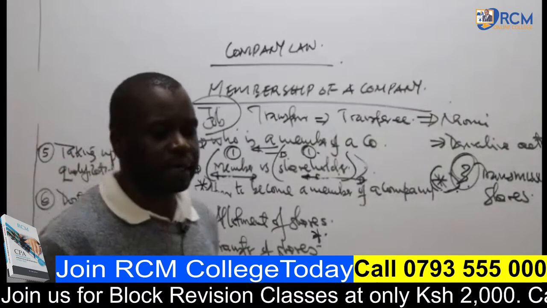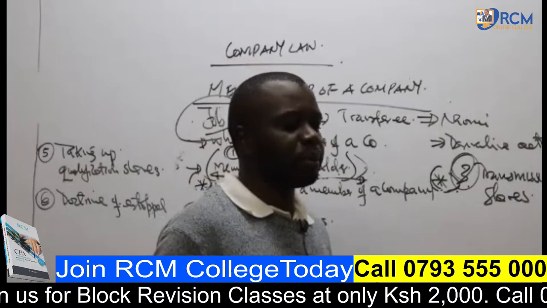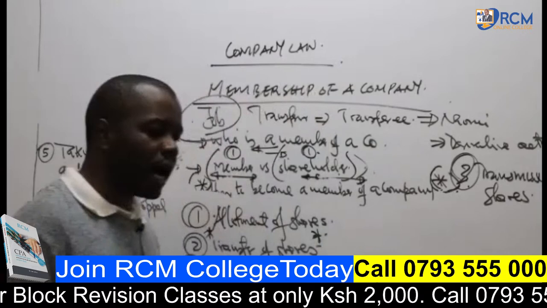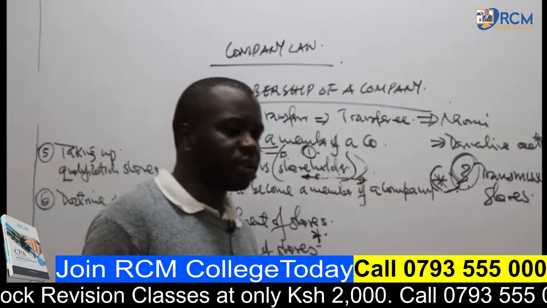In such a case, now we say you've basically been realized to be a member of the company by what we call the doctrine of estoppel. So those are basically the major ways of how you can become a member of the company.